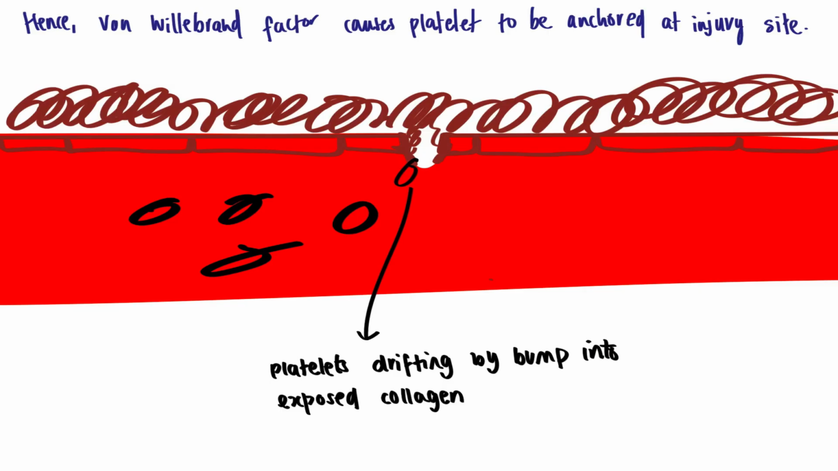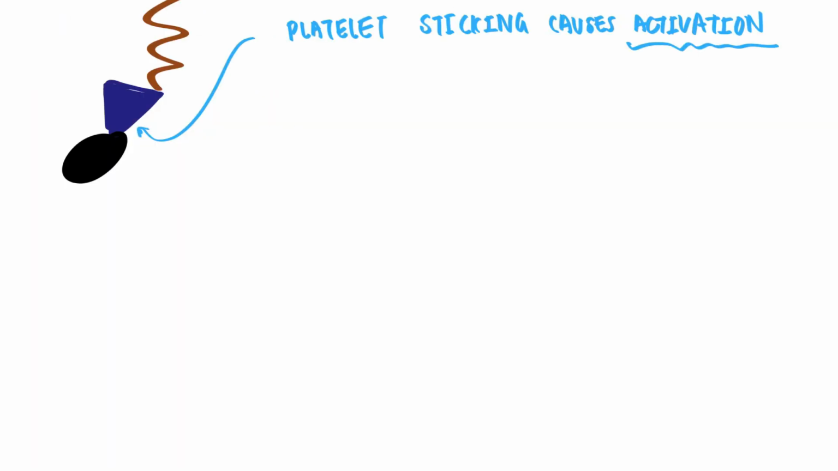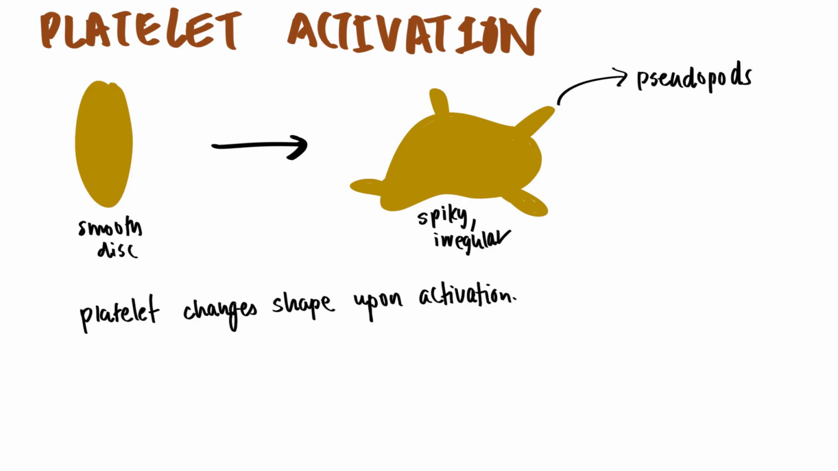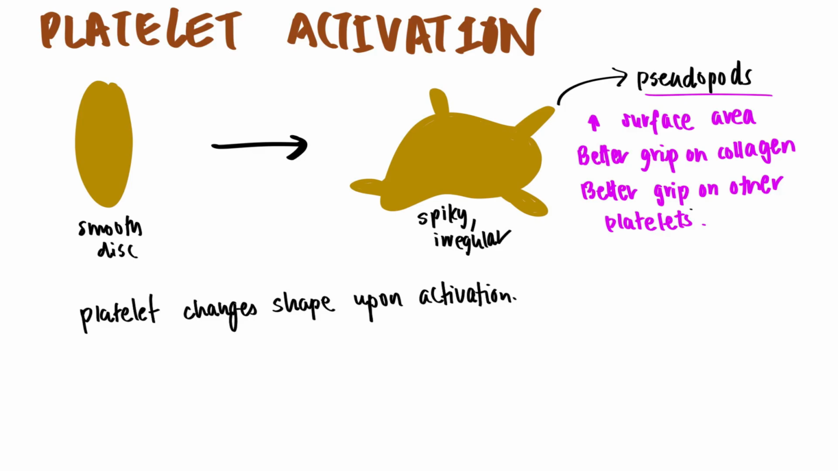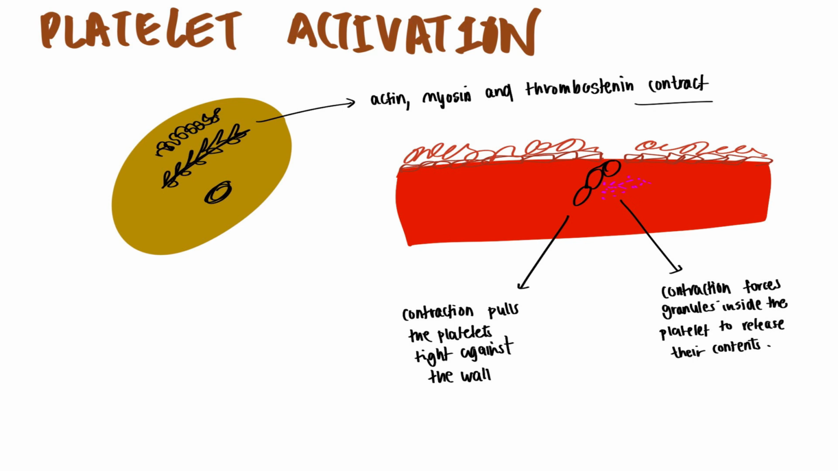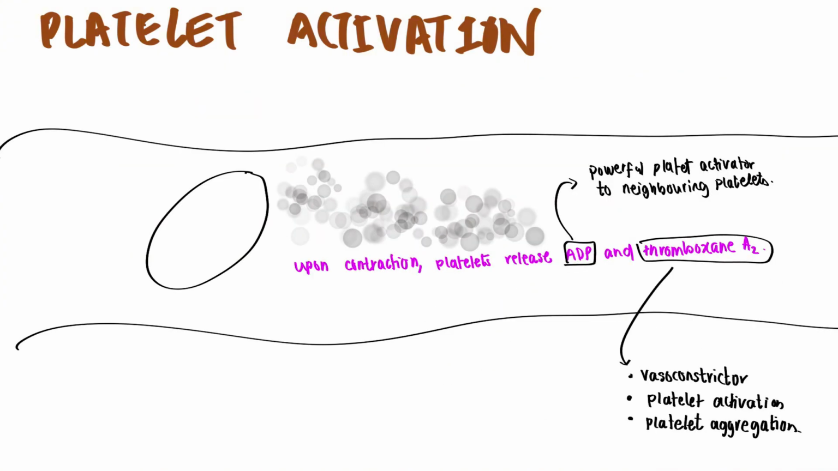Once platelets adhere, they become activated. Activation causes them to change shape from smooth discs into spiky cells with extensions called pseudopods. These increase surface area and improve adhesion to collagen and to other platelets. Activation also causes the contractile proteins to contract, pulling platelets tightly against the vessel wall. This contraction forces platelet granules to release their contents, including ADP and thromboxane A2. ADP activates nearby platelets, while thromboxane A2 causes vasoconstriction and further platelet aggregation.